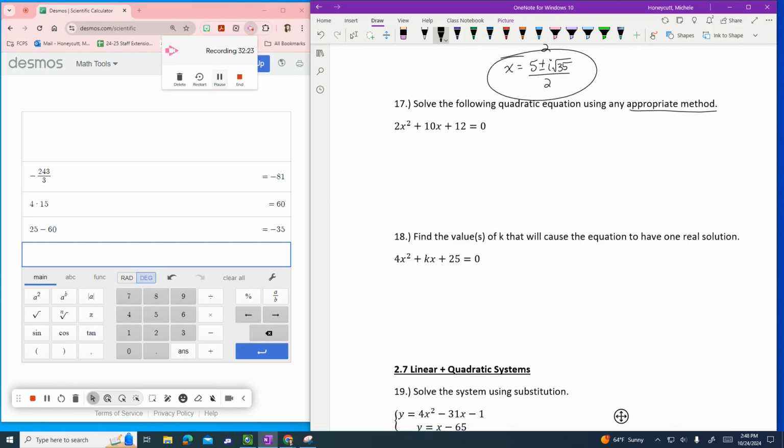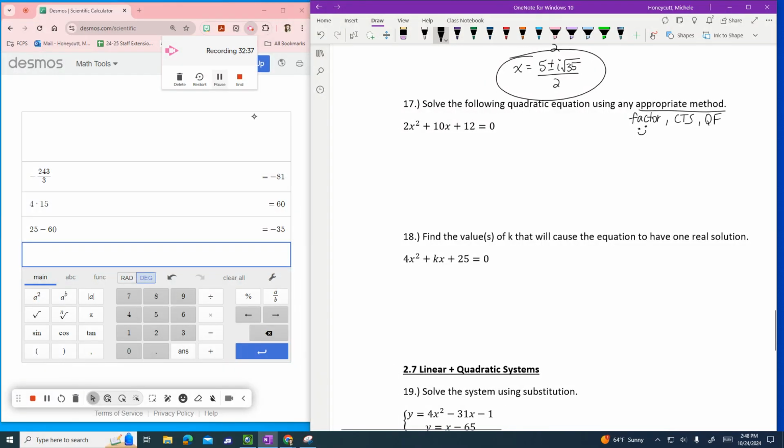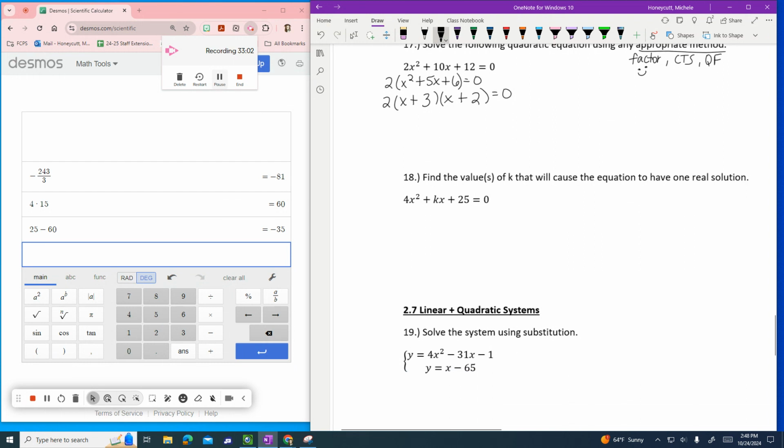Number 17 says I can solve with any appropriate method, so I can factor, I can complete the square, or I can do the quadratic formula, whichever I want. I look at these numbers, my first choice is always to factor, so let's try. I notice that there's a greatest common factor of 2, so I'm going to factor out a 2. And then I'm going to see if this trinomial will factor any further. Two numbers that multiply to be 6 are 3 times 2. Let's see, that would be 3x and 2x make 5x, so that factors.